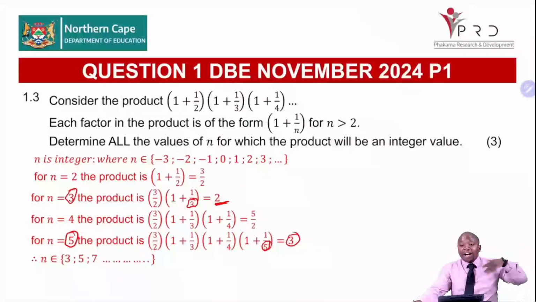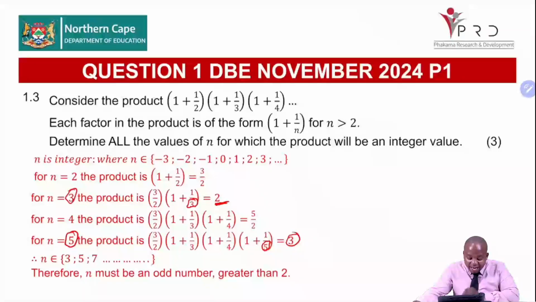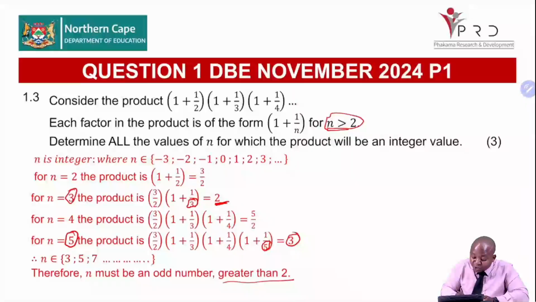When n is even, I'm having decimals. So what does this mean? n is an element of all of the odd values. That is to say, n must be an odd number. However, n must be greater than 2. Why are we saying n must be greater than 2? We are looking at that restriction here, and when n is 2, I'm not having an integer value. So n being 2 is not included. We are now saying n must be an odd number. It must be greater than 2 because 2 is even and 2 does not give us the solution.